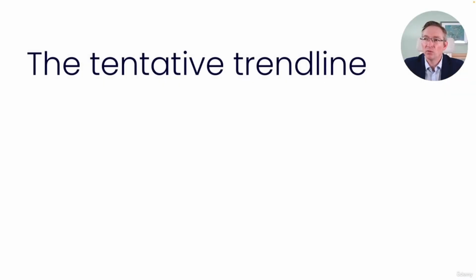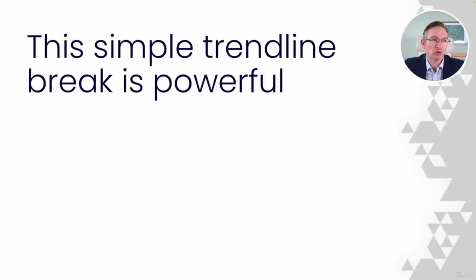But there's also, from my experience, the tentative trend line. This is where you've just got 2 swing points, but they're such obvious swing points that they become the trend line. I'll show you some examples in a chart, but I use this all the time. The simple trend line break is a very, very powerful tool. It really is a powerful way of getting into opportunities, and especially if you're a longer term investor, it can be a really great way of getting in.